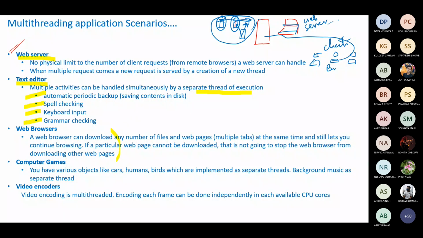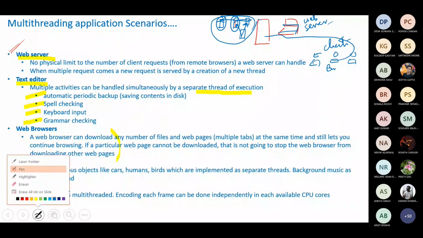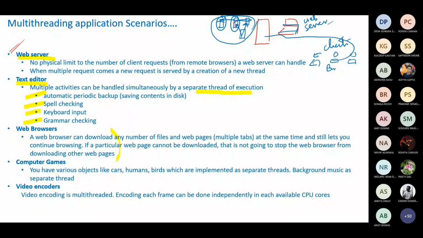Now you say that, okay, if that happens, the web server can create another process. So maybe these are the processes. This is one process, this is another process. So if there are 3 clients, then there may be 3 processes that the web server can create.